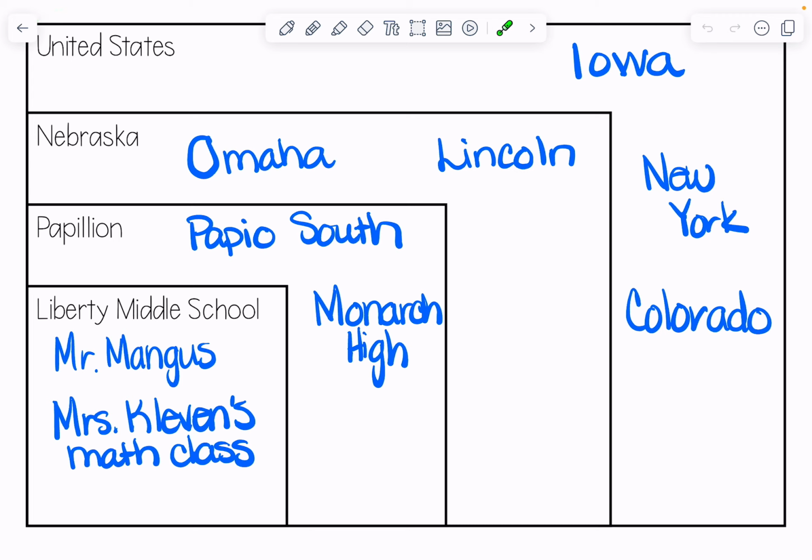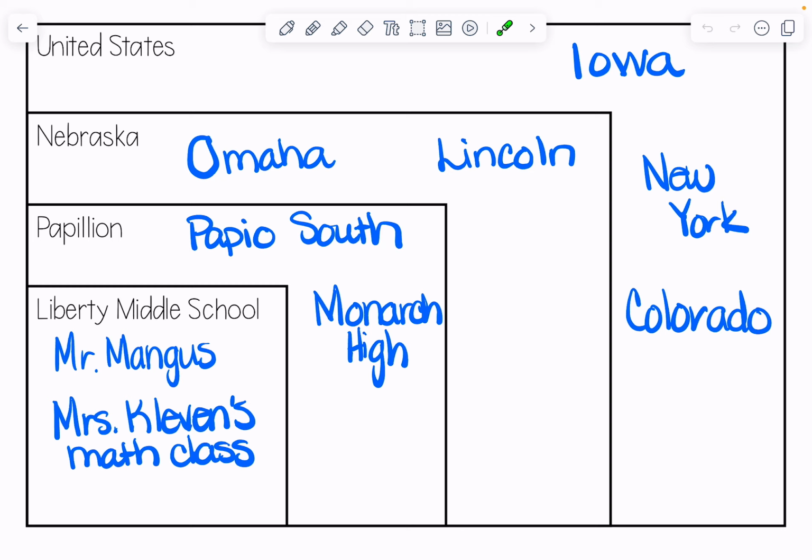And so when we were placing some of these people and places inside this diagram, for example, Papio South is a part of Papillion. Papio South is a part of Nebraska, and it's also a part of the United States. So once you're inside a box, you belong and you are a part of every box outward from that box. Going back, Papio South was not part of Liberty Middle School because it was not inside that box.